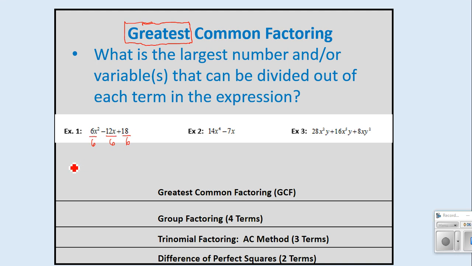Okay, so how do we write our answer? Well, the way we write our answer is we will always put the greatest common factor out in front and factor it out. So what are we factoring out? We're factoring out a 6. Well, when I factor out a 6, what's left over has to go inside.